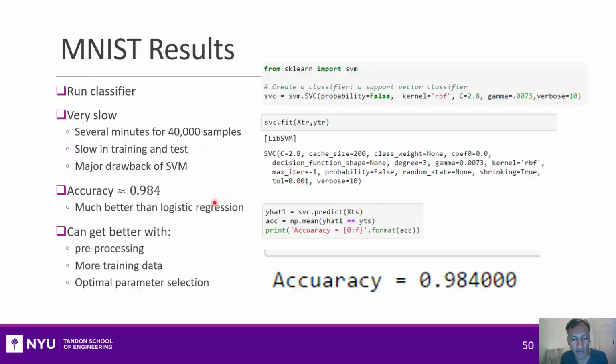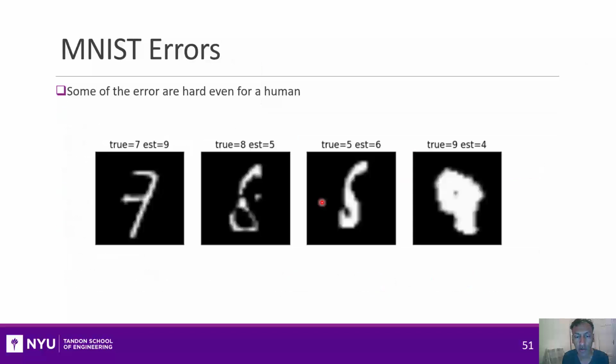But after it's done and you run the prediction, in this case, you get about 98.4% accuracy. That's much better than what we were getting with the simple linear models. It's not state-of-the-art by any means, but without too much work, we can get a pretty accurate classifier. Let's look at some of the errors. It still makes errors. For example, in this case, the true digit was 7, but the classifier estimated that it was 9, and this true was 8, the classifier said 5, and so on.